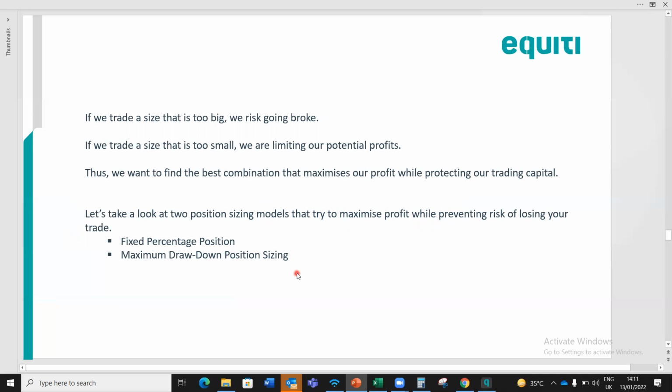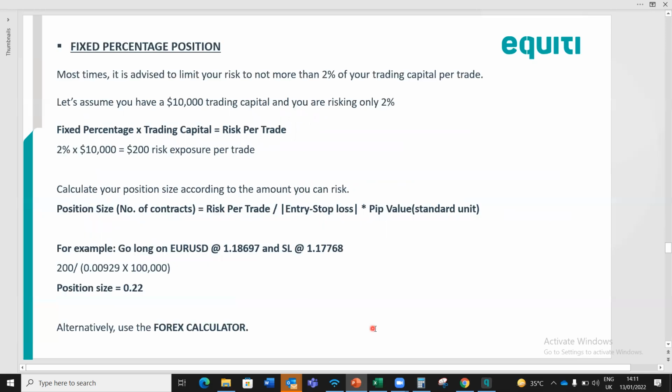We're going to consider first how to use position sizes. We're going to consider two of them. First is the fixed percentage position, and then the next is the maximum drawdown position. They are quite easy, so let's just delve into them. Let's start with the fixed percentage position.